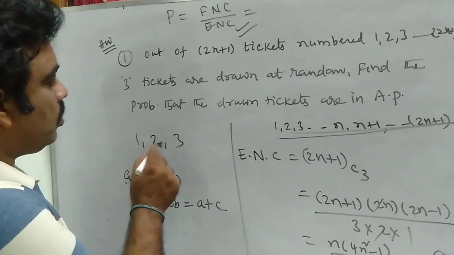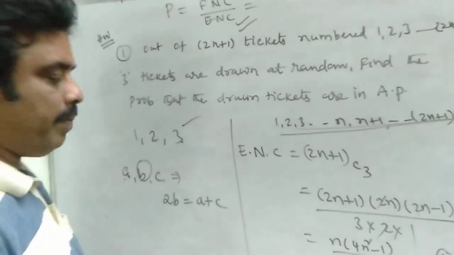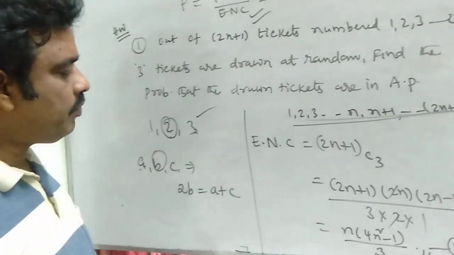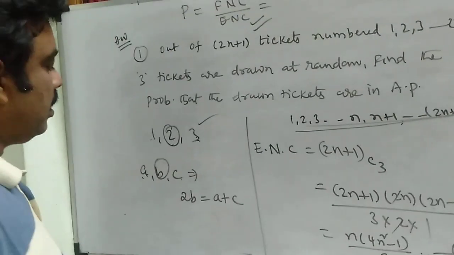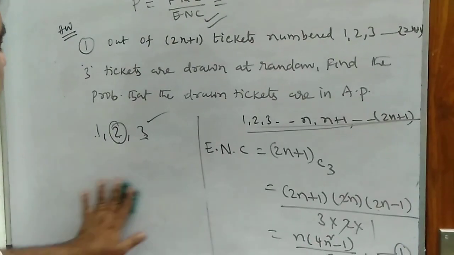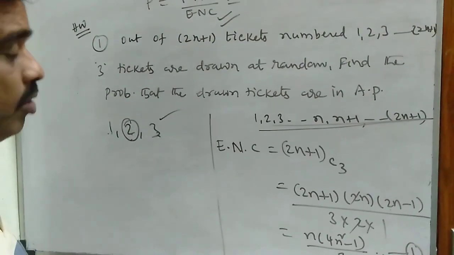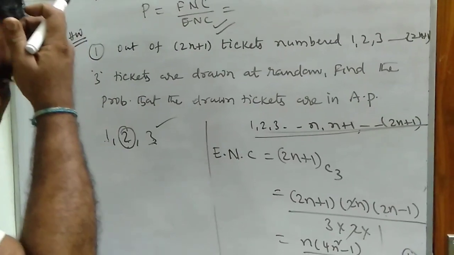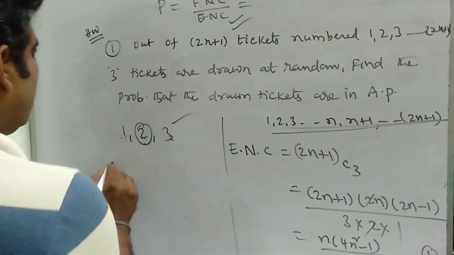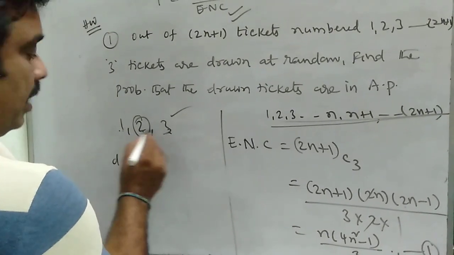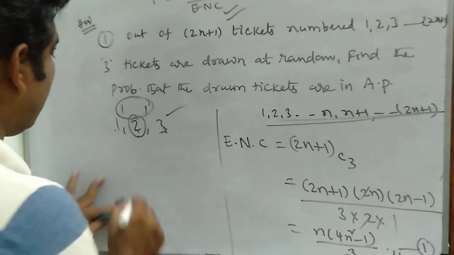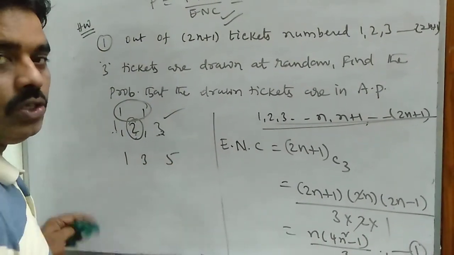So if I take 1, 2, 3, I say that these 3 are in AP because 2B, 2 into 2, 4, is equal to 3 plus 1, which is 4. If the tickets follow arithmetic progression, then I say it is our favorable case. So we have to enumerate all the cases whose tickets are in AP. Here the common difference is 1. 1 plus 1, 2, 2 plus 1, 3. The difference is 1. The tickets may also be like 1, 3, 5. This is also in AP.